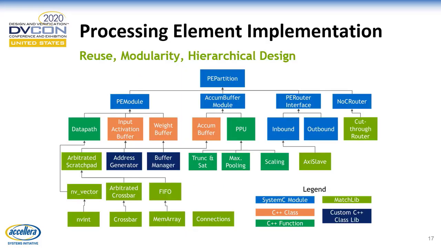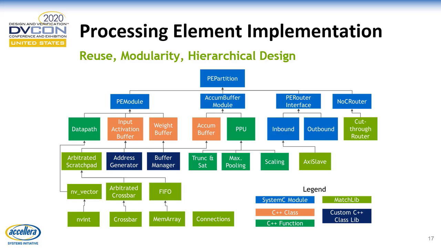To illustrate the reuse and modularity in the design process further, here I present the processing element implementation. At the high level, we have the PE partition, which consists of multiple different subunits that perform different functionalities. Each of those subunits has a hierarchy of a number of other components that perform other sub-functionalities. We have also embraced different coding styles from C++ function, C++ class, and SystemC module to realize this design.